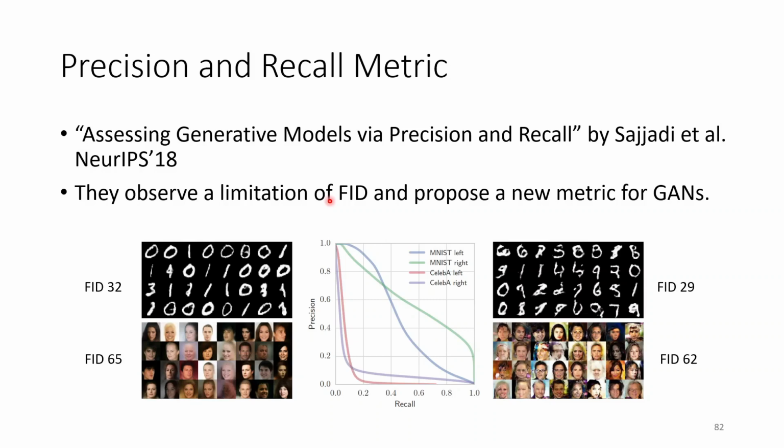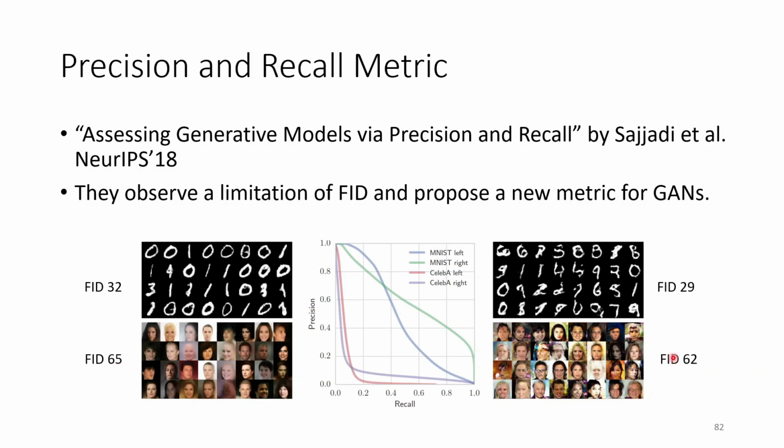So let's take an example. This group of mixed images, their FID value is 32. And this group of images, their FID value is 29. Usually we say the lower the FID value, the better the image quality. But which one do you think has better quality? This one. Okay. And for these face images, the FID value is 65.